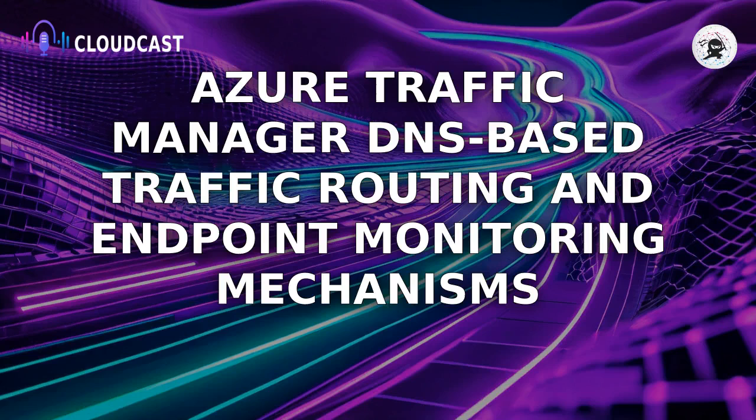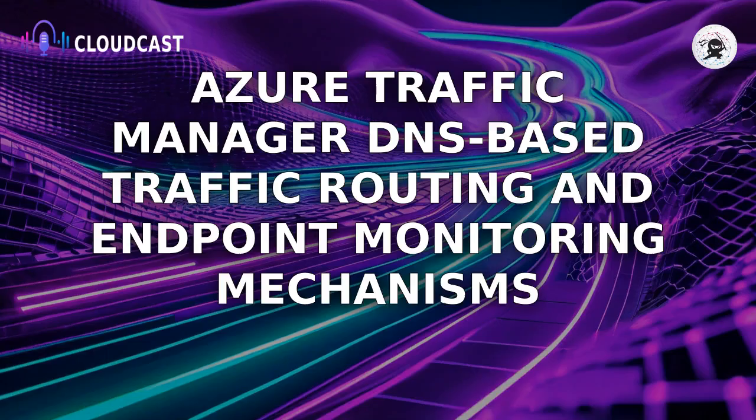Traffic Manager looks at its routing method, whether that's performance, priority, weighted, geographic, or multi-value, checks which endpoints are healthy, and returns the appropriate endpoint's DNS name or IP address. The user's browser then connects directly to that endpoint. Traffic Manager never sees the actual HTTP request or response.